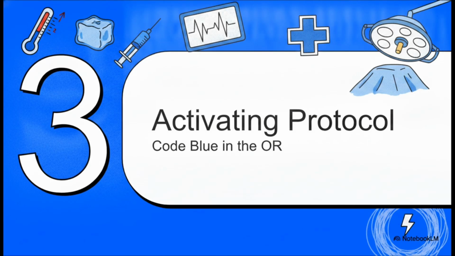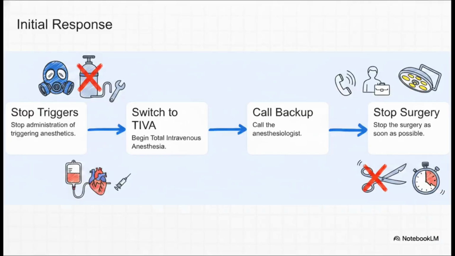Section 3. Activating the emergency protocol. Code blue in the operating room. So, the IMSAN protocol outlines this rapid-fire sequence of critical actions to halt the progression. Step 1. Instantly stop the administration of any triggering anesthetics. Just cut the gas. Step 2. Seamlessly switch to TIVA, that's total intravenous anesthesia, to keep the patient safely sedated.